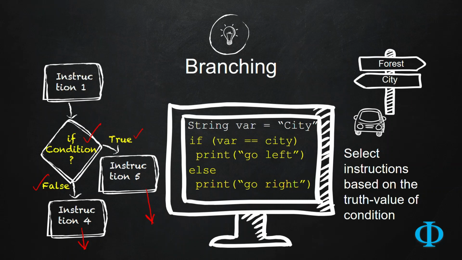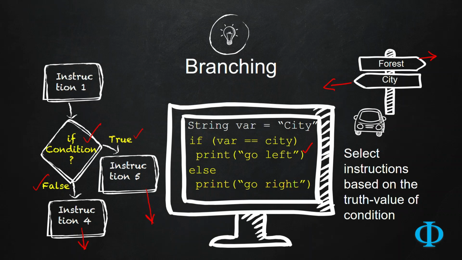Now, a simple example can clarify the concept. For example, let's say you are driving and suddenly you see a signboard where it is mentioned that if you want to go to the city, then you have to go left, otherwise you have to go to the right. So this is exactly what is being done in a branching control structure.